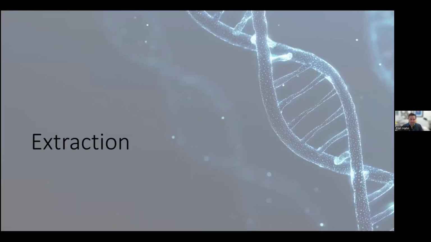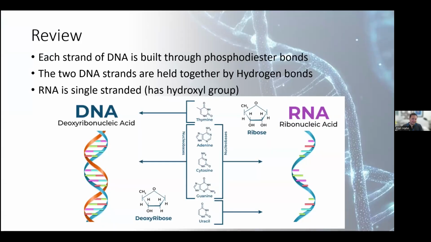So next, we'll move on to extraction. Once the area is circled and scraped, then comes extracting nucleic acid from that sample. Just to review, again, each strand of DNA is built through phosphodiester bonds, and those two strands are held together by hydrogen bonds. RNA is single-stranded, and it has a hydroxyl group, this OH, compared to the H of deoxyribose, no oxygen, in DNA.